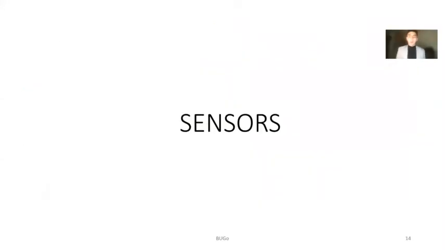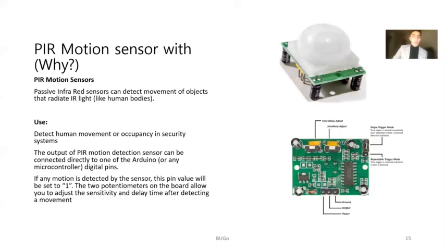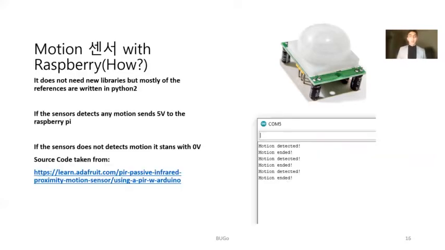Now we're going to talk about the sensors that we use. Basically, we have the PIR motion sensor. It's commonly used for security systems, and it can detect the movement of a human or any moving object. We don't need to add any libraries, and the basic code for this sensor is on the following website.